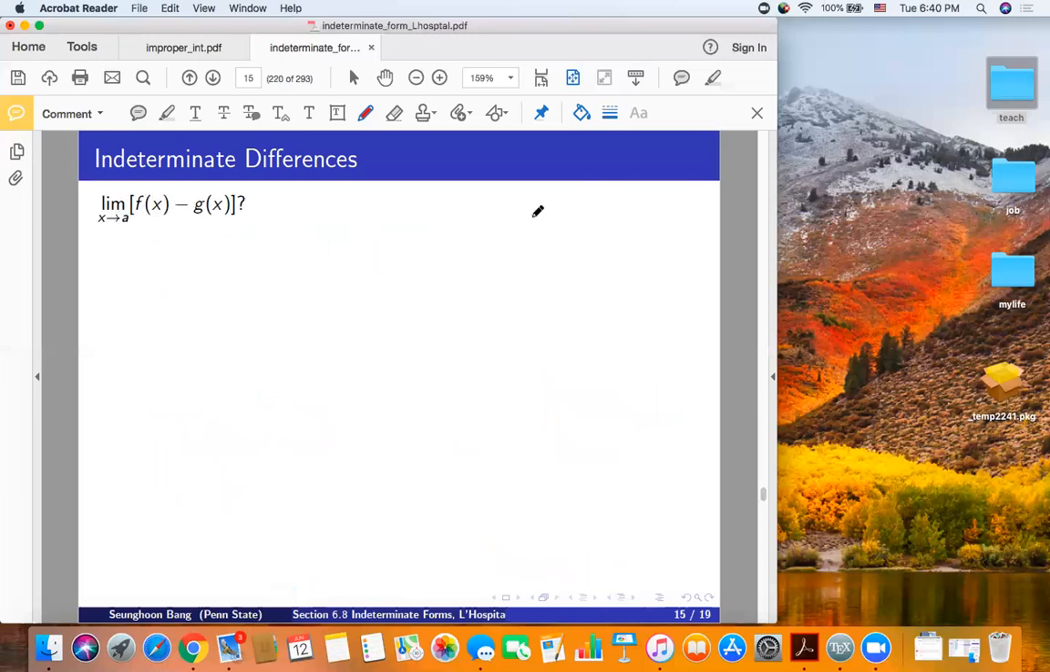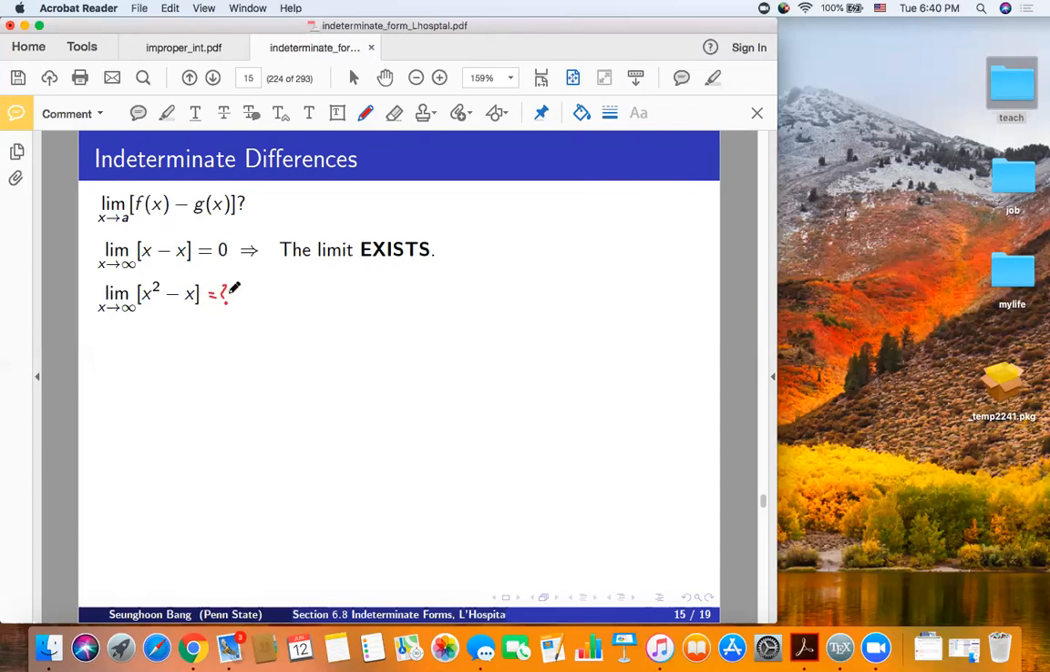Indeterminate differences: f of x minus g of x form. So x minus x as the x value approaches infinity. What is that? Infinity minus infinity, but x is cancelled, just 0, right? The limit exists. Now x squared minus x. What is the answer? What do you think?